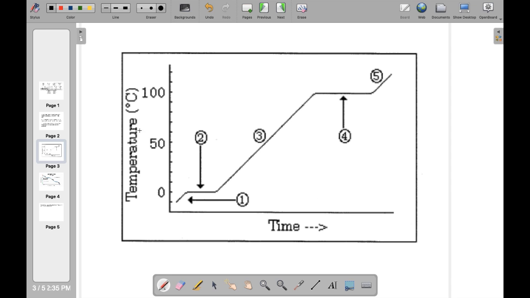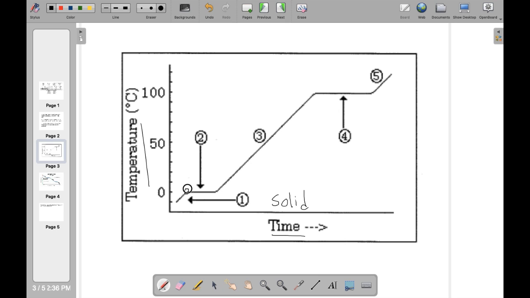So we see temperature and time. Right here at 1, it's a solid. This is solid ice. When we get to 0 degrees Celsius, that's the melting point of water. And there's this weird thing that happens here.